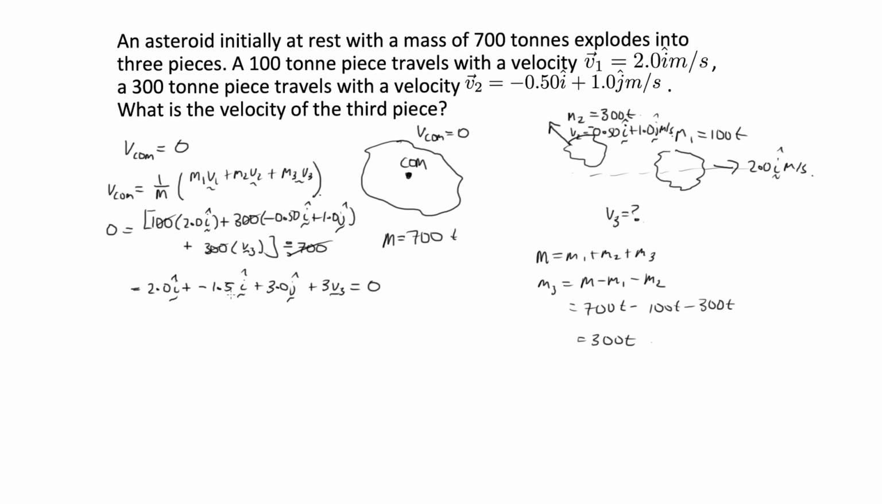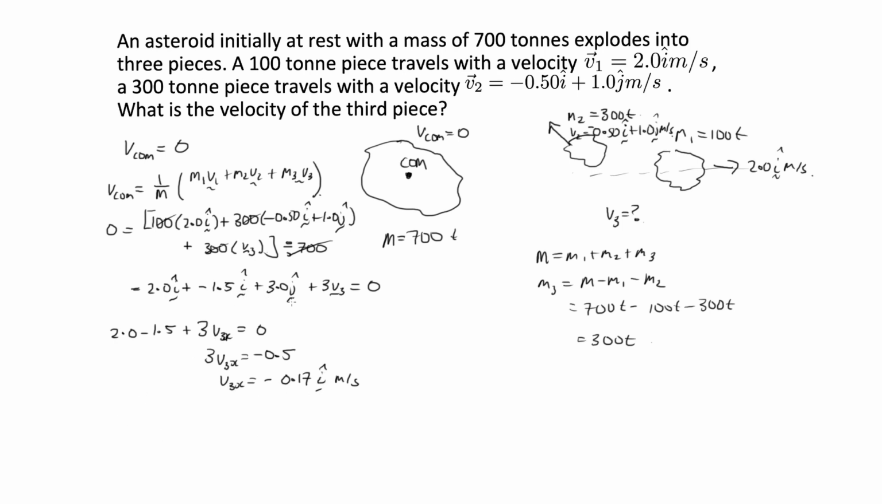So looking in the i direction, my i components must all sum to 0. So I've got 2 minus 1.5 plus 3 times v3 in the i direction. So let's call that v3x. And that's equal to 0. So I can see 3 times v3x is equal to minus 0.5. So v3x is equal to minus 0.5 divided by 3, which is minus 0.17i meters per second. So that's in the x direction. So I've put my little i unit vector back there.